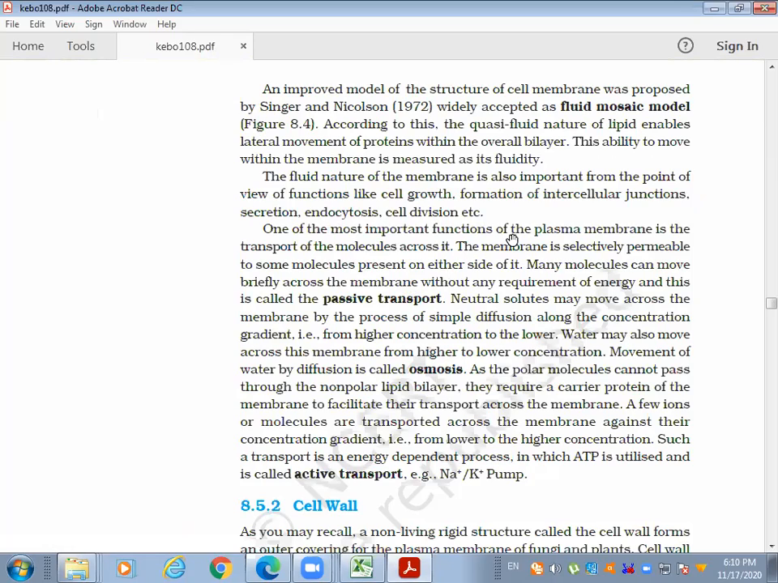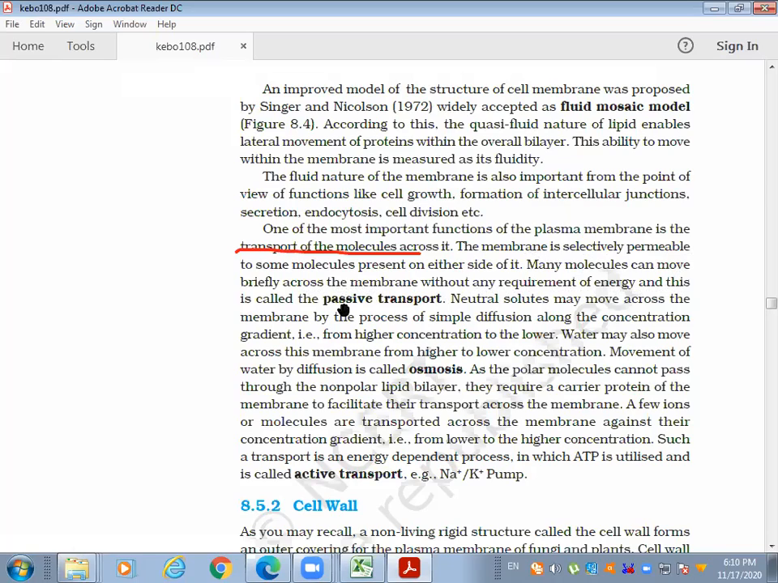One of the most important functions of the plasma membrane is the transport of molecules across it. The membrane is selectively permeable to some molecules present on either side of it. Many molecules can move freely across the membrane without any requirement of energy, and this is called passive transport.